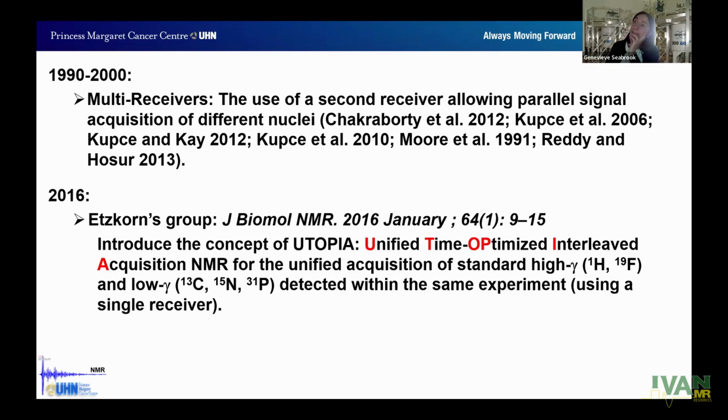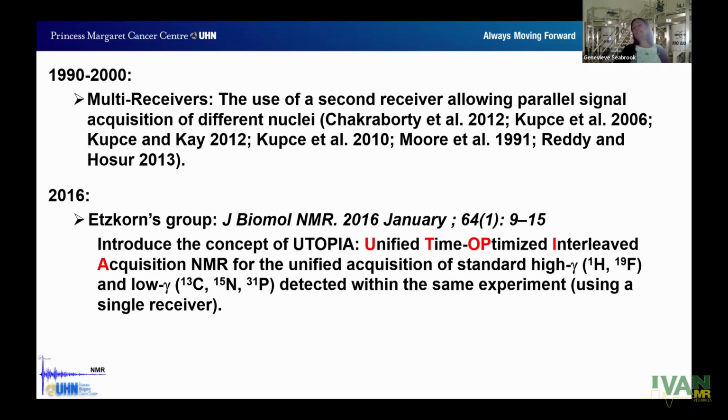But in the 90s, 2000, at the same time, the use of multiple receivers was starting and making its way. And I completely remember going to the ENC a couple of decades ago and seeing Eric Kupče at his poster and talking about the use of multi-receivers. And I remember at that time, a couple of decades ago, I was really wondering how on earth I could use that for my own experiment. And here we are today, and I will talk about that.